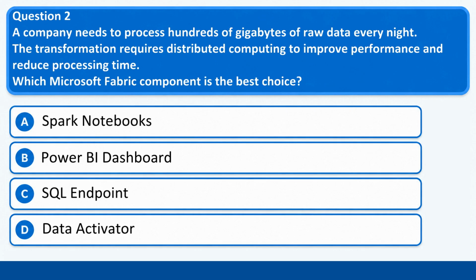Question 2. A company needs to process hundreds of gigabytes of raw data every night. The transformation requires distributed computing to improve performance and reduce processing time. Which Microsoft Fabric component is the best choice? A. Spark Notebooks. B. Power BI Dashboard. C. SQL Endpoint. D. Data Activator.